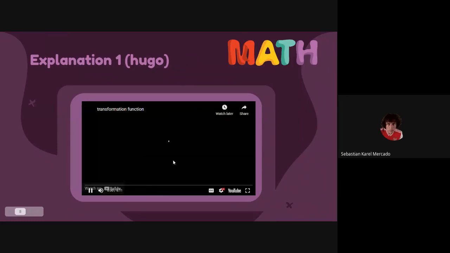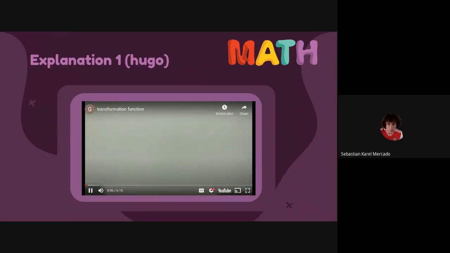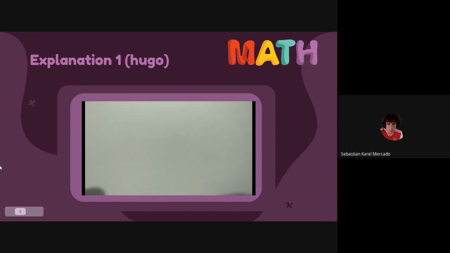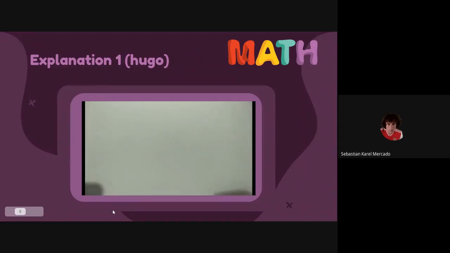Well, guys, this is a question about transformation function, and basically it was a request. Taken from question number 15 of one of the past exam papers. Before we get started with the question, I'm just going to very quickly recap the transformations. You need to know this.